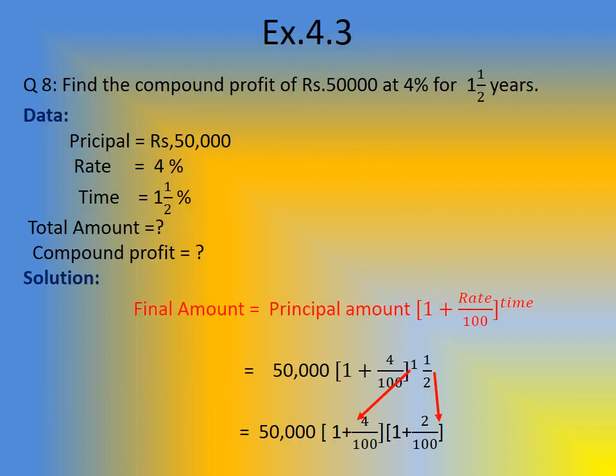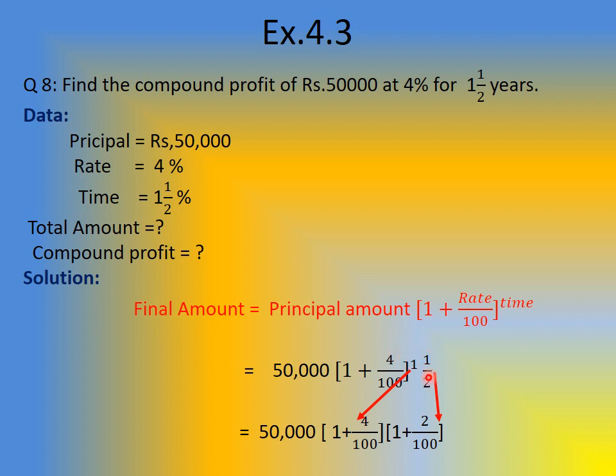Now exercise 4.3 question number 8: find the compound profit on rupees 50,000 at 4% for 1 and a half years. Now take out the data: principal amount, rate, time. First of all we will find the total amount and then we will find the compound profit. Now the final amount is equal to this. This is the formula for finding the final amount. Principal amount, this is the rate, and the time is 1 and a half.